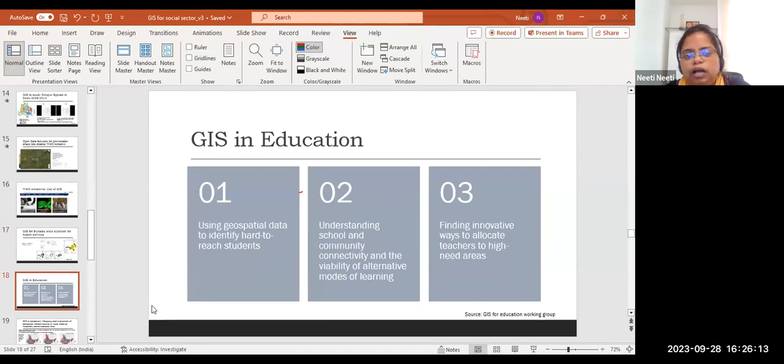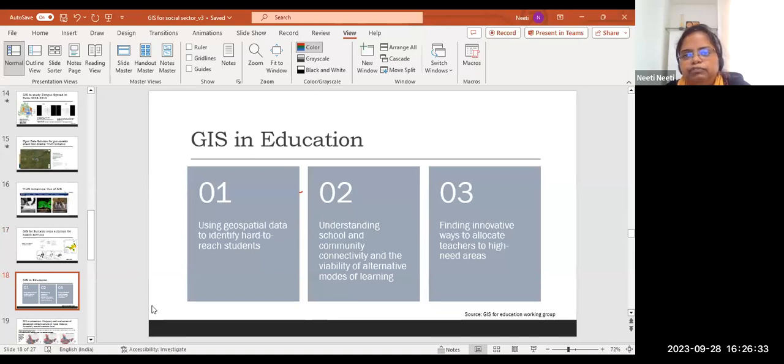Now I will talk about how GIS could be useful in education. Already it is being used. In fact, government has also come up with some websites which have different spatial data sets available. So one way GIS can be used in education is to identify hard to reach students. How can it be done?